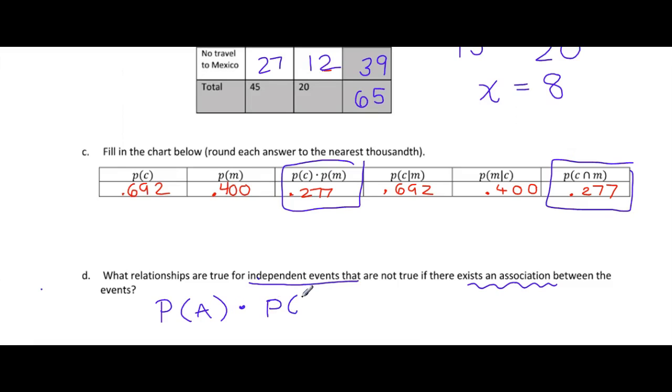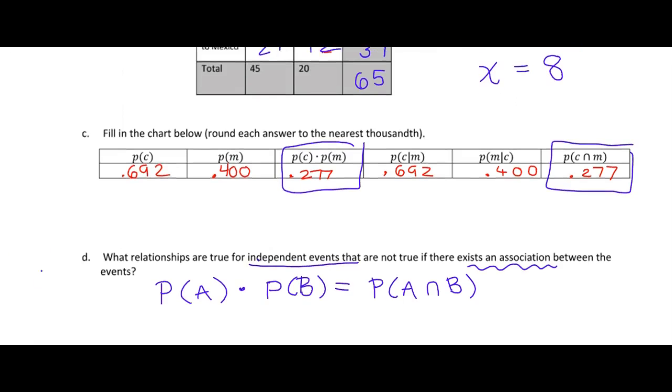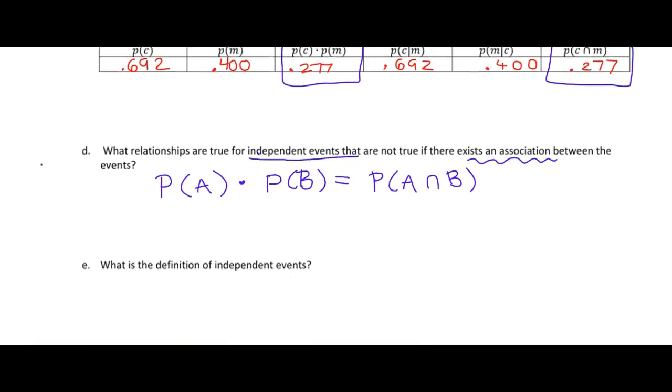So the probability of A times the probability of B is equal to the probability of A and B. This only happens when we're independent, and this would be something that you could use as a nice check if you were doing some type of multiple choice type of problem.